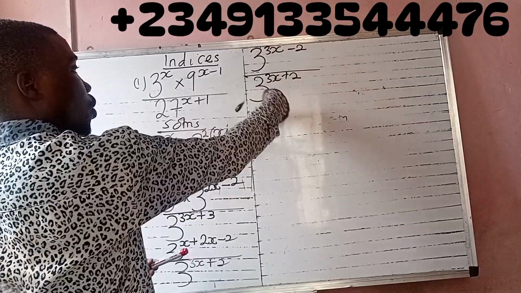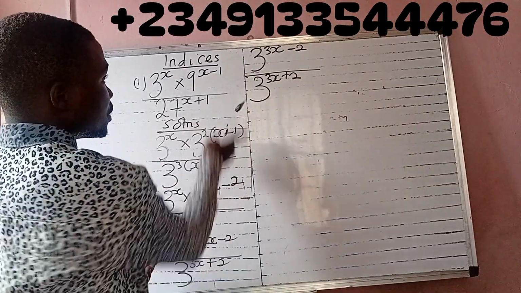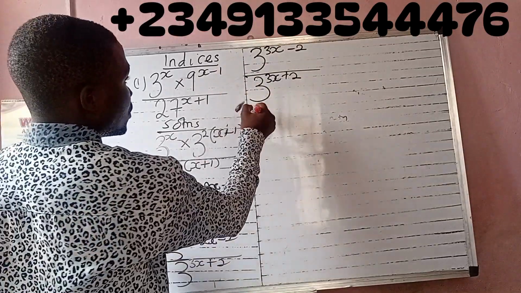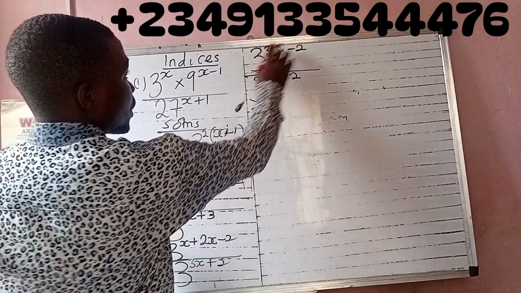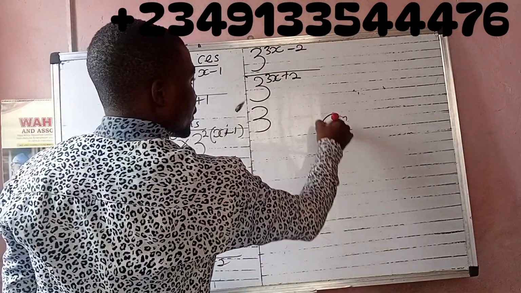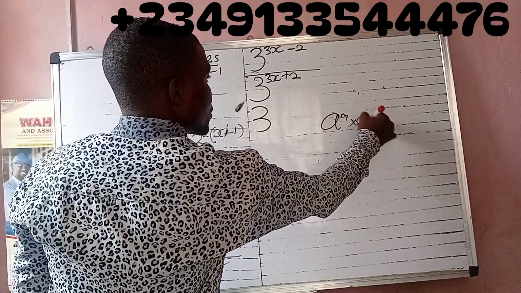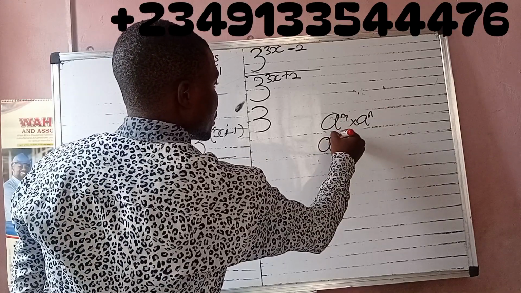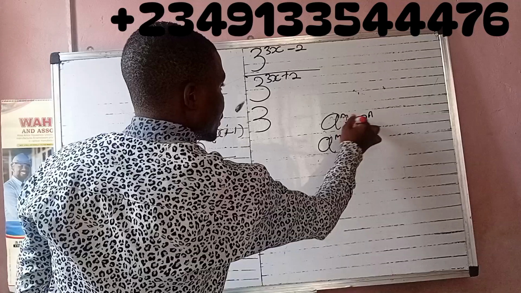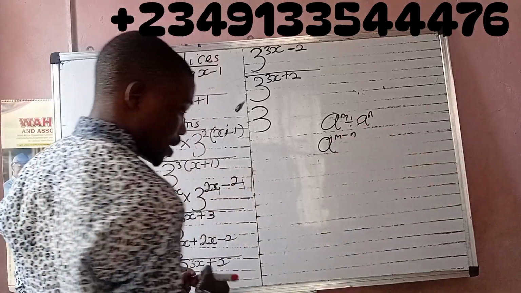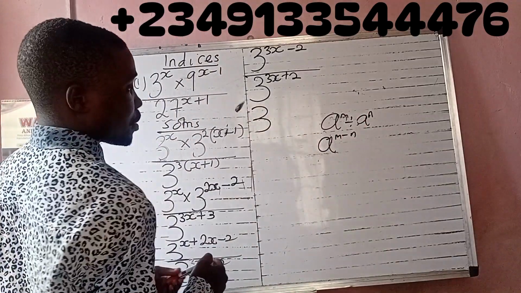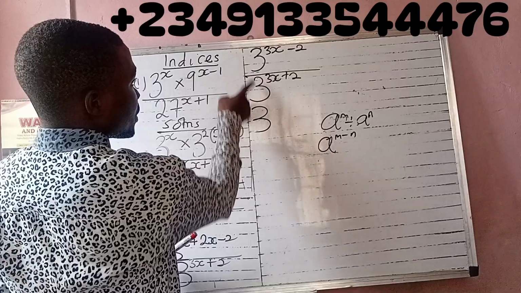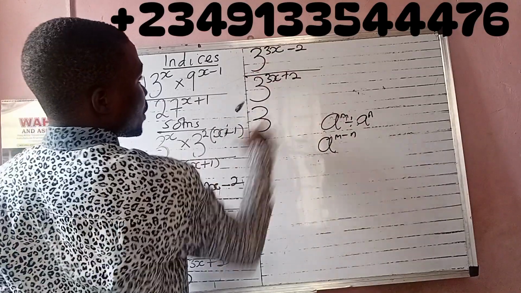Now, see again, we can use the division law of indices to solve this one. They have the same base, so we only pick one. We are picking only 3, then we can subtract the power, because the law says that if you have a raised to the power m divided by a raised to the power n, we pick only one base, which is a, then we subtract the power, m minus n. So we can apply this law here. The same base, we pick only one, then we subtract the power.